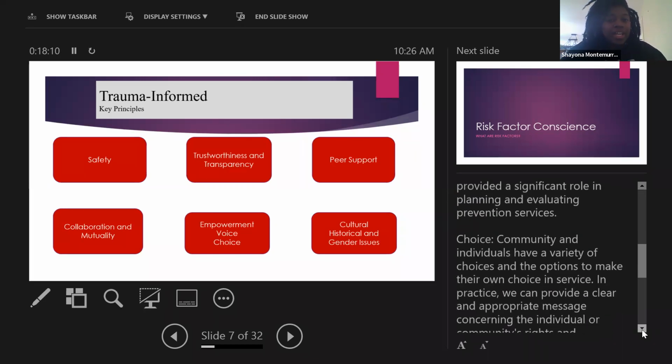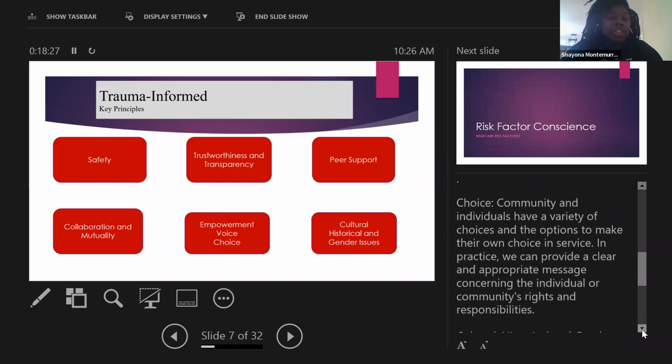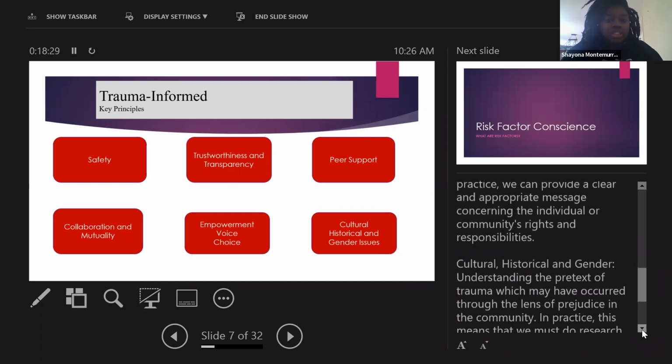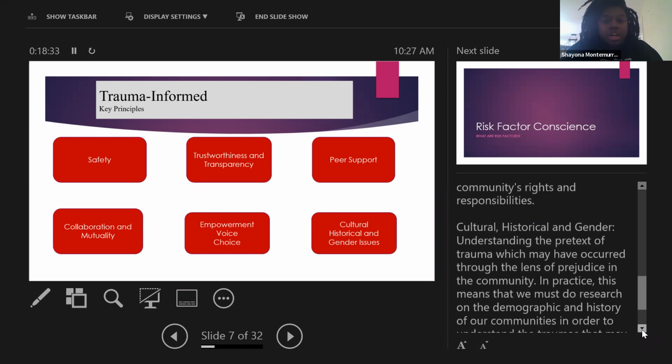Choice, voice, and empowerment. So the community and the individuals have a variety of choices. They have the options to make their own choices in service. In practice, we can provide a clear and appropriate messaging concerning the individuals or the community's rights and responsibilities to their own prevention services. Lastly, cultural, historical, and gender issues.